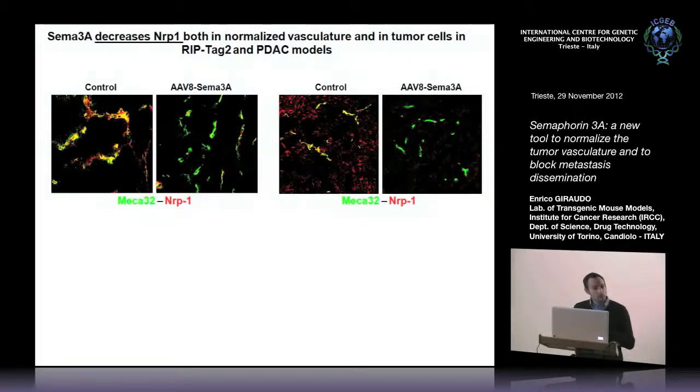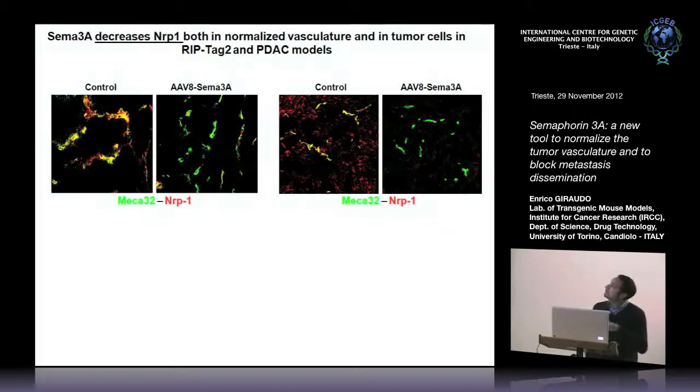This down-modulation of neuropilin 1 is not only true in vitro, but we have two very different situations. In RIP-Tag mice, the tumor neuropilin 1 is mostly expressed in vessels. In the PDAC model, neuropilin 1 is expressed both in vessels and tumor cells. But what we found after the treatment with SEMA3A, you can see here, is a strong down-modulation of neuropilin 1 in the tumor vasculature, suggesting that some of the mechanisms that I showed you before in vitro can also be true in vivo.